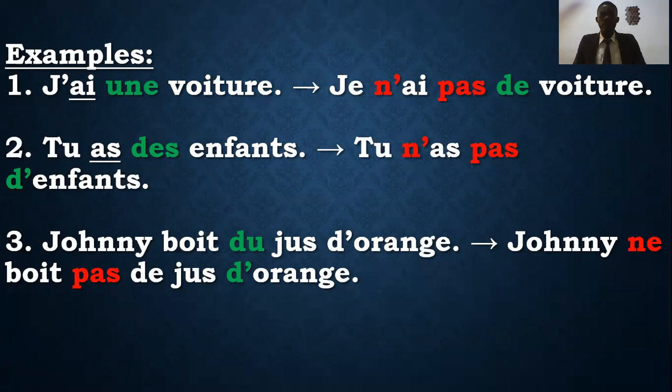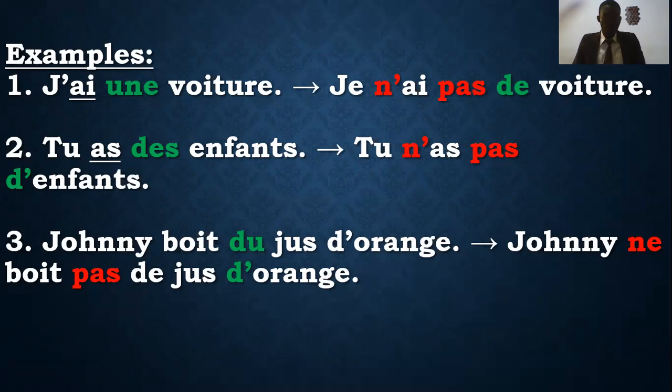Negative. A is a verb and is beginning with a vowel. So we have to use n apostrophe. Tu n'as pas d'enfant. Tu n'as pas d'enfant. So someone will ask, where is the "des" that was in the positive sentence? Yes, it has become de.